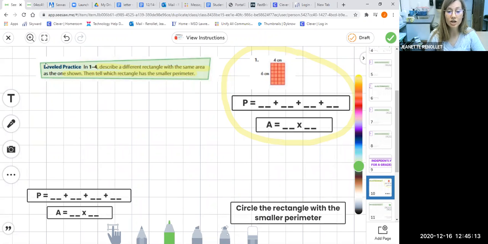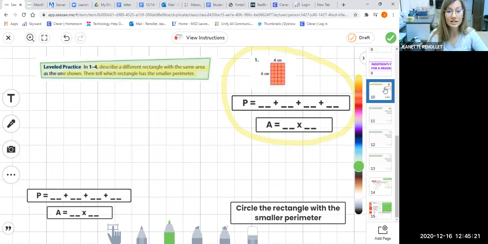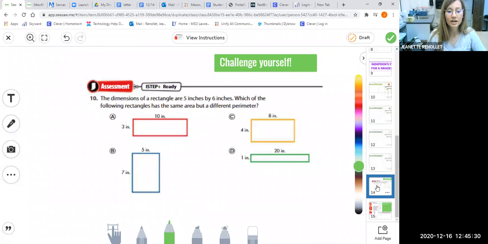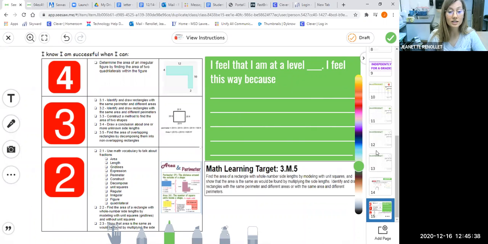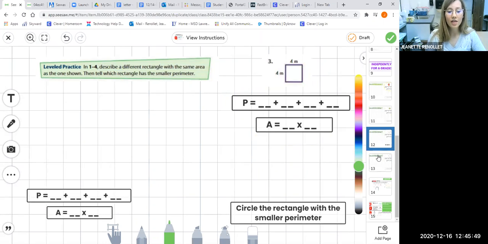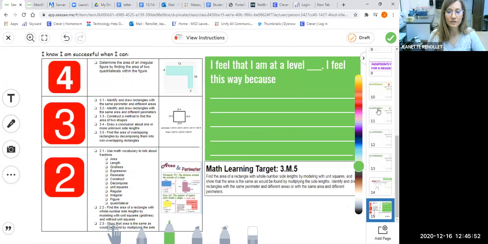Remember what we've been learning. Our shapes will look different, but they will have the same amount of squares. Your job is to start on slide 10 and finish the slides, showing your knowledge. And number 14 is a challenge. Give this one a try if you can. Then you will reflect on your success with today's math skill. You need to work starting on slide 10. You need to do 10, 11, 12, 13, 14, and 15.